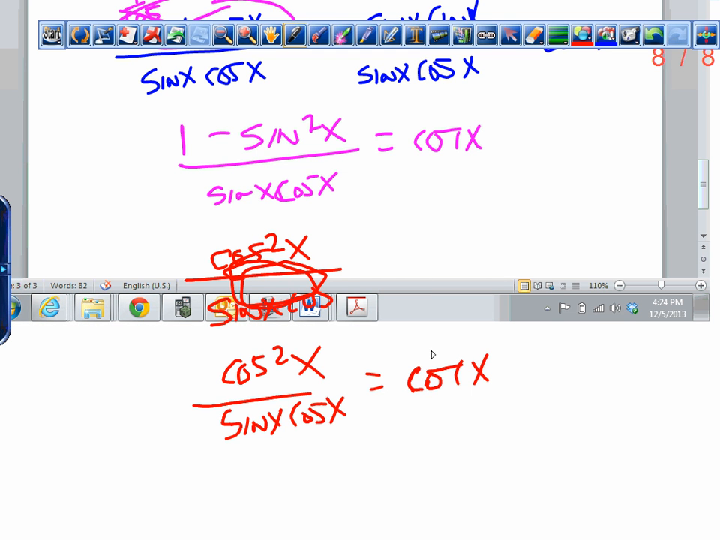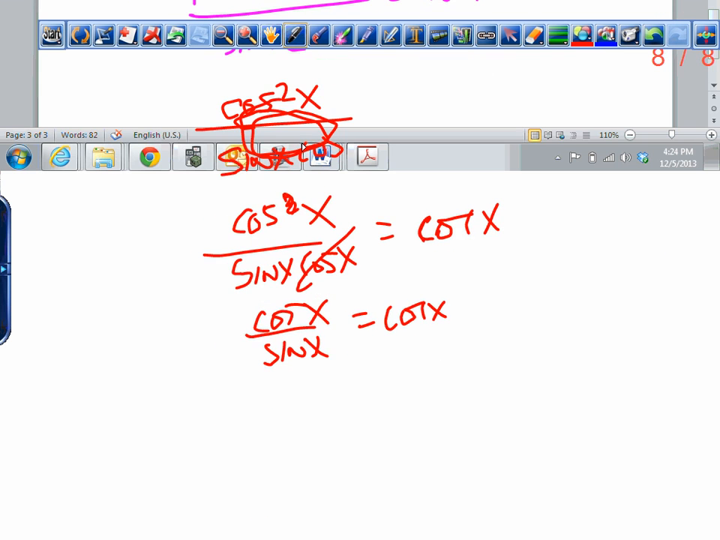We're almost there. Stay with me. Cosine squared over cosine, that's just going to make that go away. Give me 1 cosine x on top. Cosine of x over sine of x is cotangent x. We made it. We are there. Cotangent of x equals cotangent of x. We are donezo. Good job.